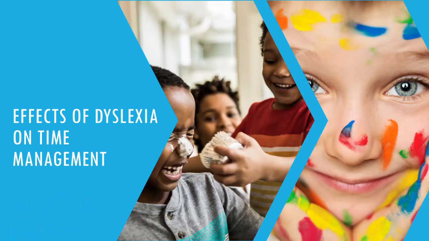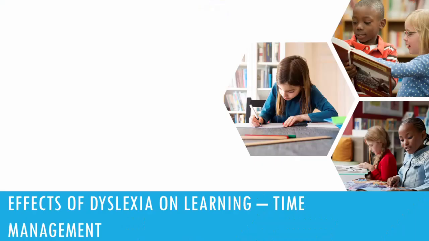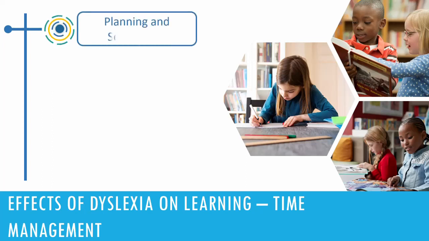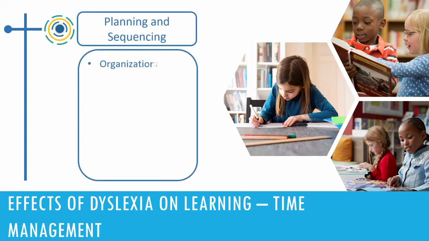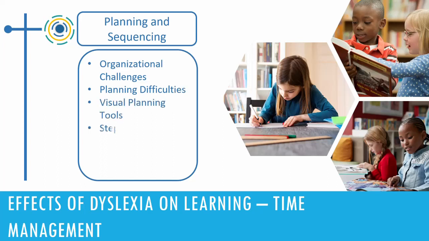Time management and organizational skills. Time management is a crucial skill needed to succeed not only during the K-12 years but also in post-secondary settings. Dyslexia may affect students' time management and organizational skills in the following ways. Planning and sequencing. Students with dyslexia may find it challenging to organize their thoughts, plan effectively, and sequence tasks.